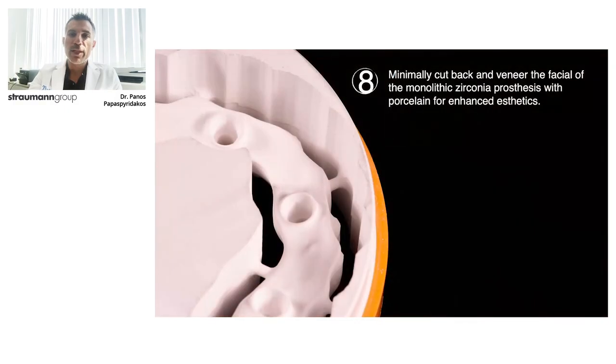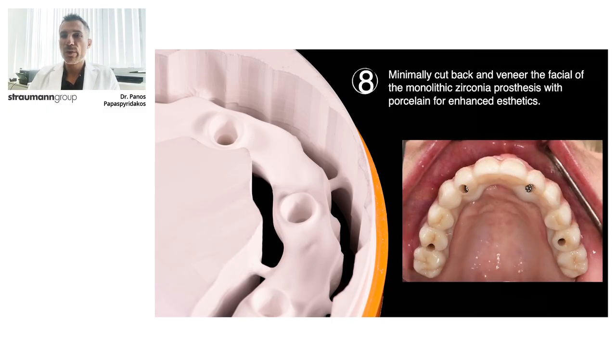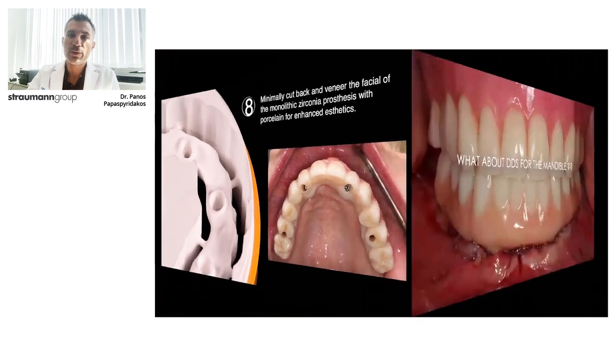And after minor modifications, we copy, scan it, and then we can mill a monolithic zirconia. In this case, we did minimal cutback and veneered the facial of the monolithic zirconia prosthesis on the gingival portion only with porcelain for enhanced aesthetics. So this is how it works.